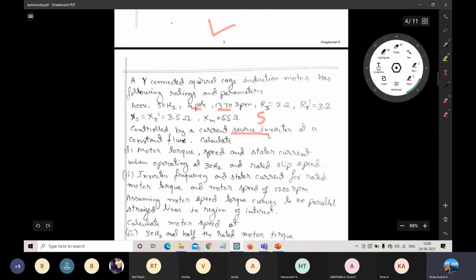So this is the problem regarding our speed loop, closed speed loop characteristics. Here we need to calculate the motor torque, speed and stator current when operating at 30 Hertz at a rated slip speed. So we have the speed controller, slip regulator, flux controller, and the motor sensor, and these come under our closed loop models. So inner closed loop module and outer closed loop module.